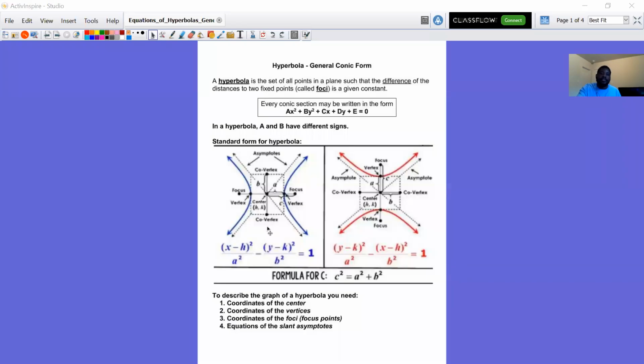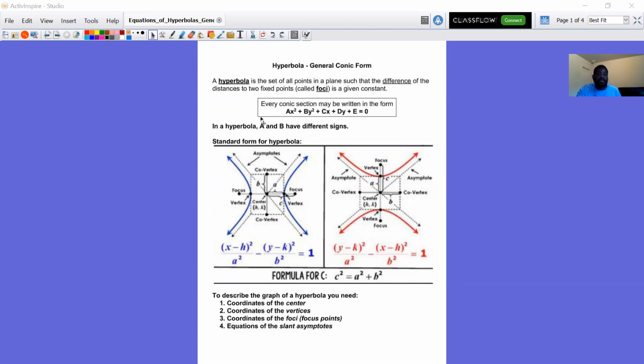Today's video is about the general conic form of hyperbolas. First, we're going to talk about what a hyperbola is. It's the set of all points in a plane such that the difference of the distances to two fixed points called the foci is a given constant.